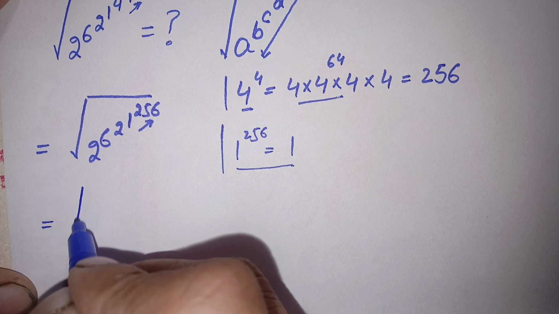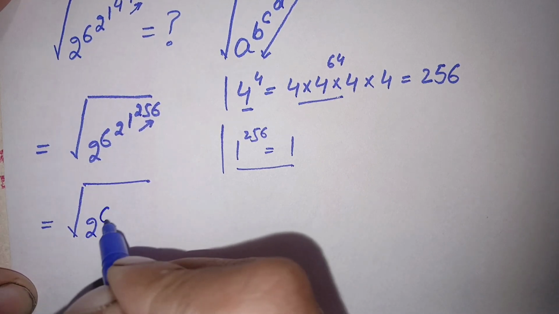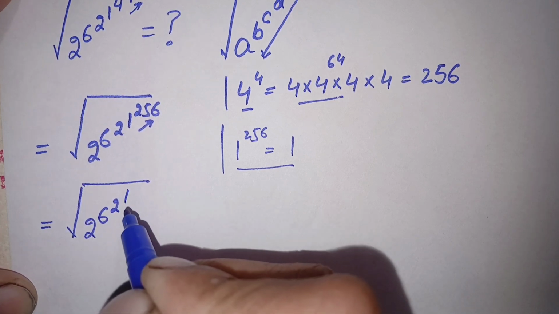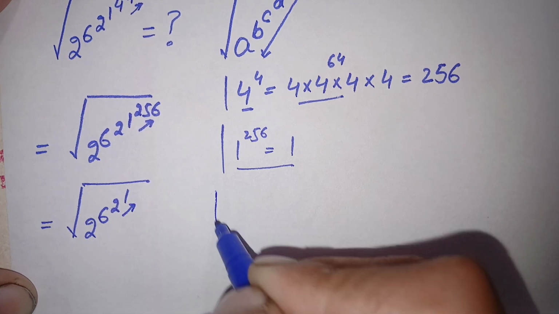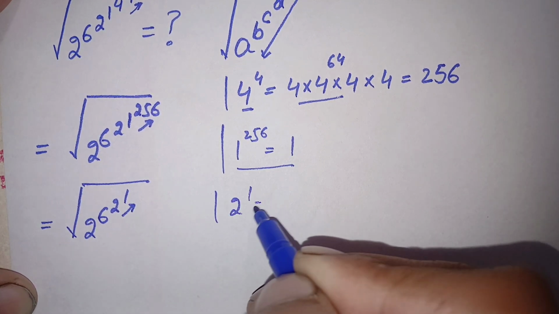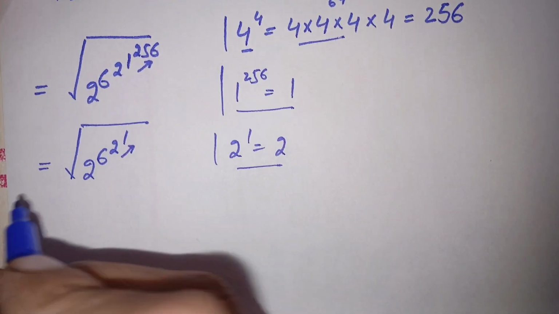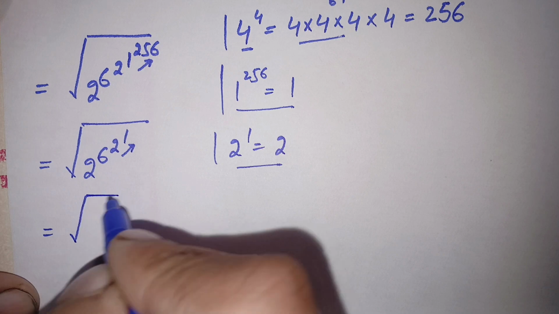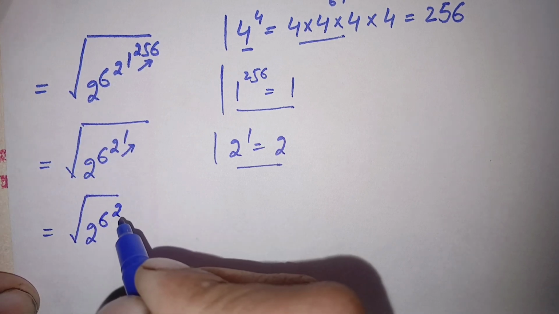So this will become the square root of 2 raised to power 6 raised to power 2, and this is 1. Now here we will solve this power, 2 raised to power 1. 2 raised to power 1 is simply 2. So we will replace this with 2. So further it will become the square root of 2 raised to power 6 raised to power 2.